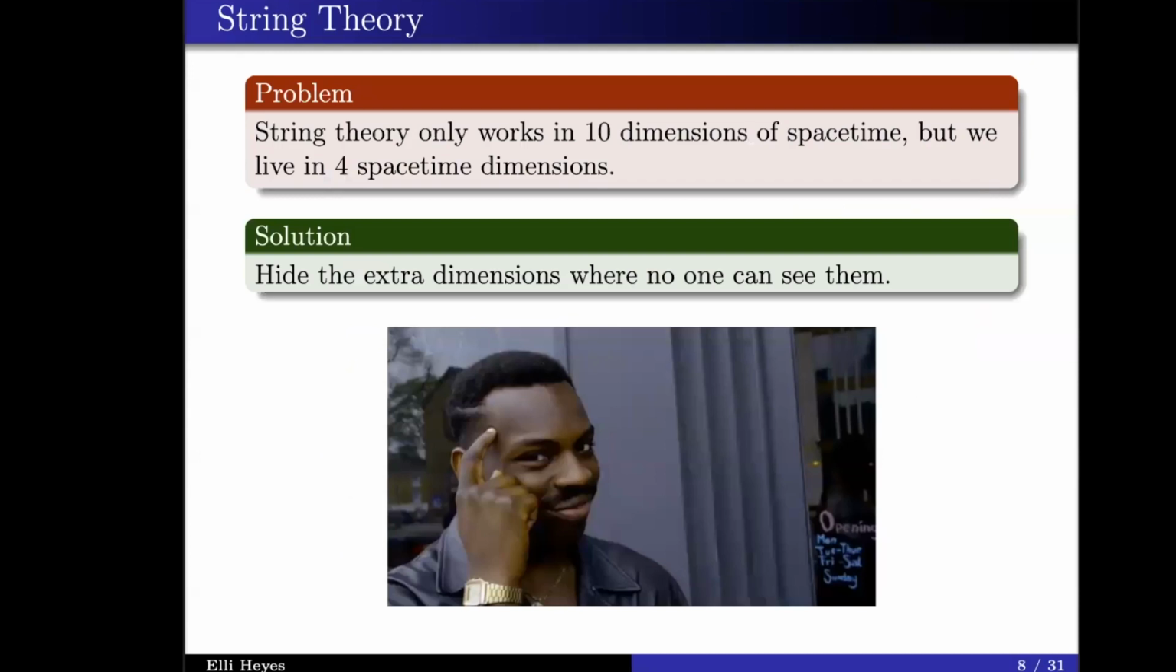String theory is wonderful as it's a candidate theory for quantum gravity, but it does come with some side effects. The main side effect is that the theory only works mathematically if we have one dimension of time and nine dimensions of space. But we live in a world of one dimension of time and three dimensions of space. So what do we do with all of these extra spatial dimensions? One sneaky suggestion string theorists came up with was hiding these extra dimensions on a small compact manifold, essentially saying they're there, but you just can't see them. That's why we can't observe them.